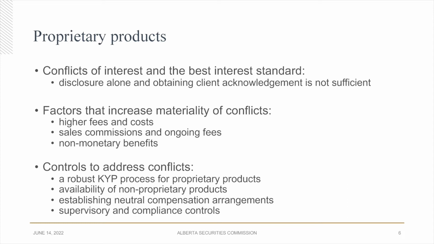For example, we have seen where a firm will earn a commission on the sale of a proprietary product that is equal to or less than the commission earned on a non-proprietary product. We have also seen where the proprietary product offered by the firm does not have trailing or ongoing fees.